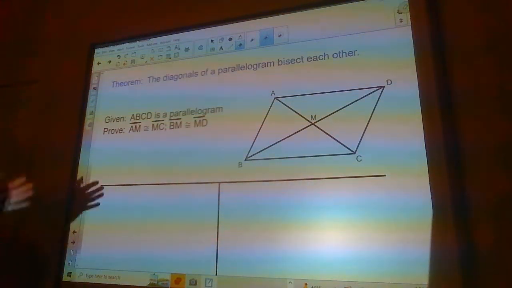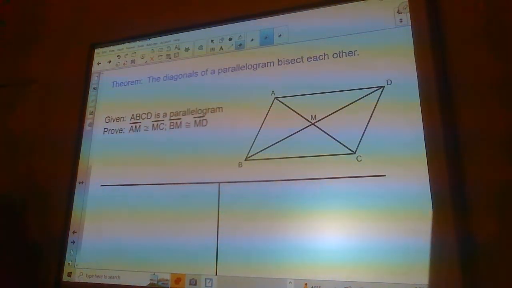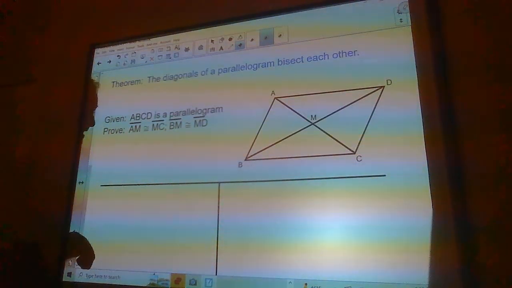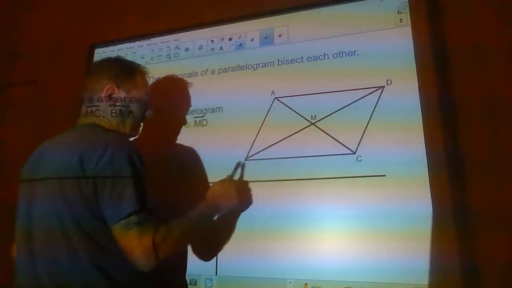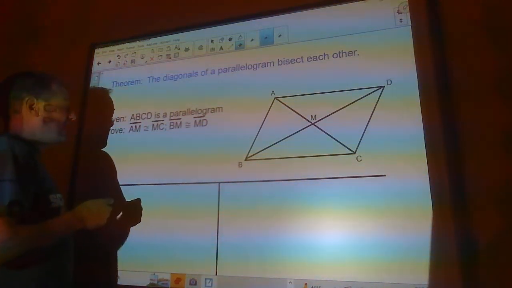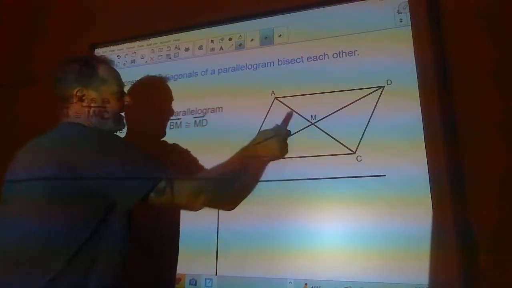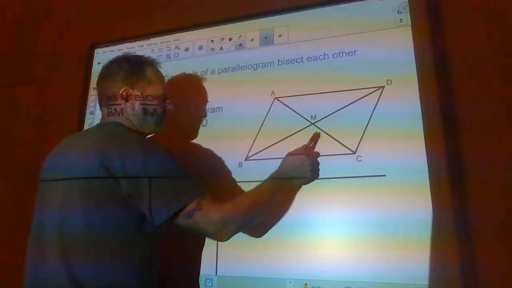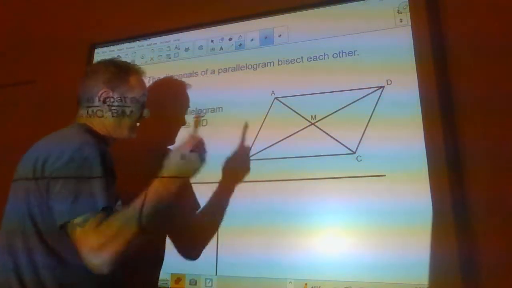Okay, now I can also prove that the diagonals of a parallelogram bisect each other. So remember, the word bisect means to cut each other in half. So I've got my parallelogram ABCD, and I want to prove that AM is congruent to CM and that BM is congruent to DM.